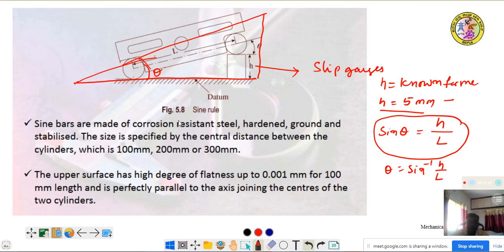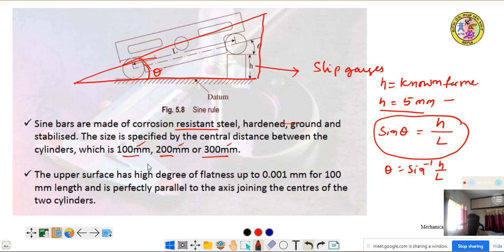Sine bars are made up of corrosion resistant material. The sine bars ಯಾವ್ದ್ರಾಗ ಮಾಡಿರ್ತೀವಿ ಅಂದ್ರೆ we are going to make them from a corrosion resistant material. Hardened steel, ground and stabilized. The size is specified. Central distance between the cylinders, which is 100 mm, 200 mm and 300 mm. ಎಲ್ಲ ಎಷ್ಟು ಕೊಟ್ಟಿರ್ತೀವಿ? 100 ಕೊಟ್ಟಿರ್ತೀವಿ, 200 ಕೊಟ್ಟಿರ್ತೀವಿ, ಇಲ್ಲ 300. Based upon our requirement, we are going to give that one.